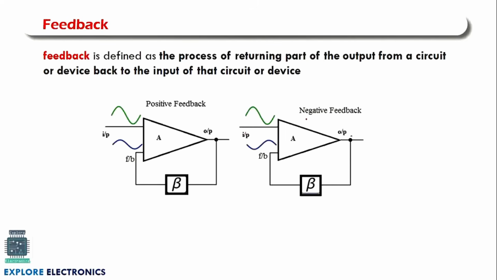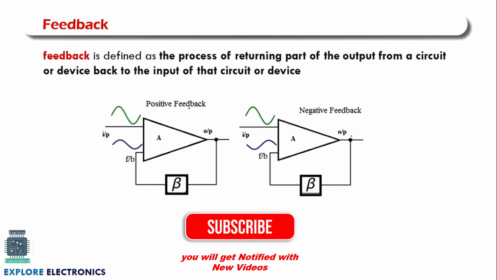In the previous topic we have seen the phase shift. Here you can observe when we are giving the feedback, the output of the feedback circuit may be 180 degree phase shifted with respect to input. So this is called negative feedback and this is called positive feedback. So let us understand the feedback in detail.